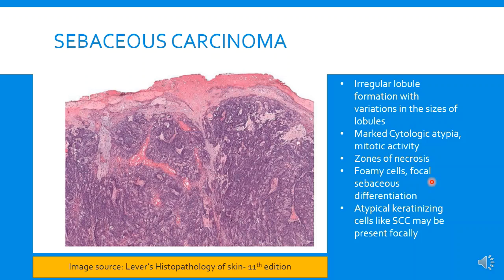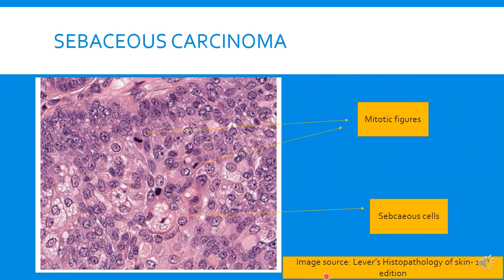There may be atypical keratinizing cells like squamous cell carcinoma, which might confuse you, but the whorl formation is not seen. And in squamous cell carcinoma, you will have dyskeratotic cells, which are not seen in sebaceous carcinoma. So these are the frequent mitotic figures that I was talking about, and these are the focal sebaceous differentiation. Always look for these things in a blue tumor, as that will help you to make a diagnosis of sebaceous tumor. Always remember this.